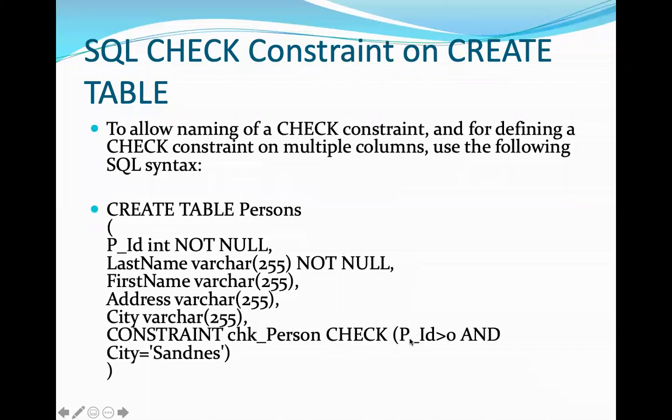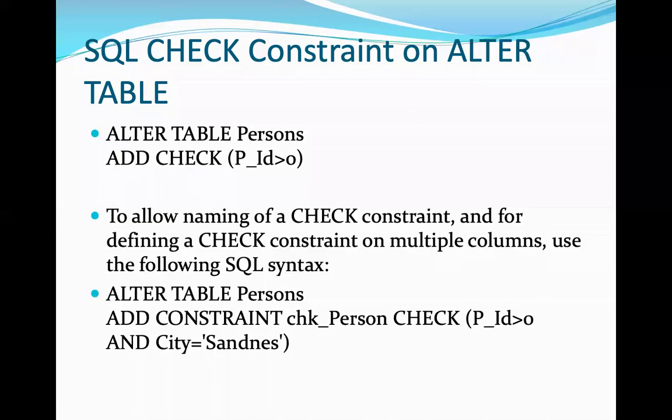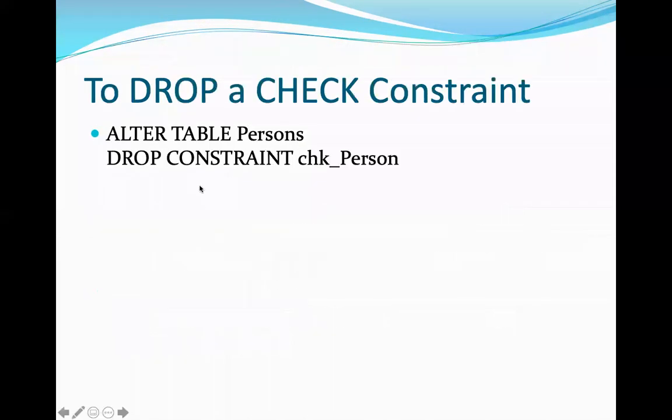Or you can have this check constraint like PID should always be greater than 0, and city should be Sandnes. So this is the city under which the city column is. We cannot put other than this particular city. So that is the check constraint we have already imposed. Then we can drop that check constraint also with the help of the drop command.